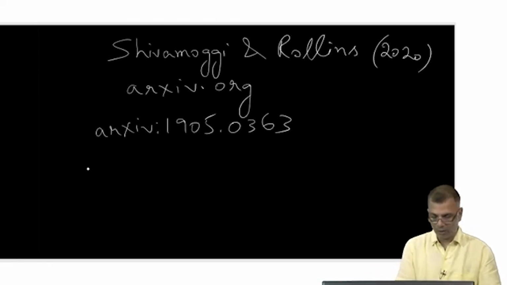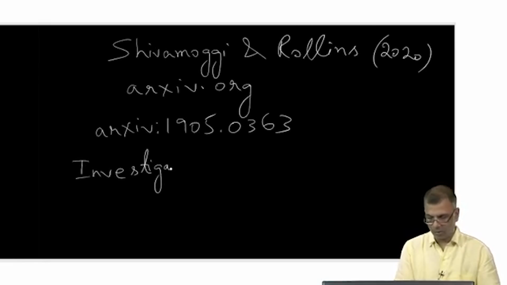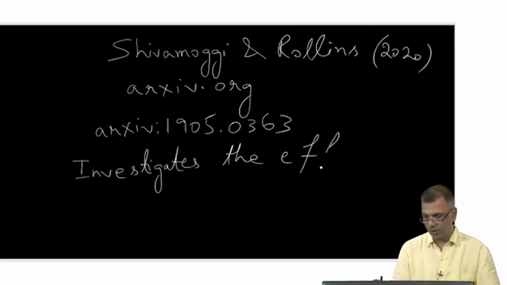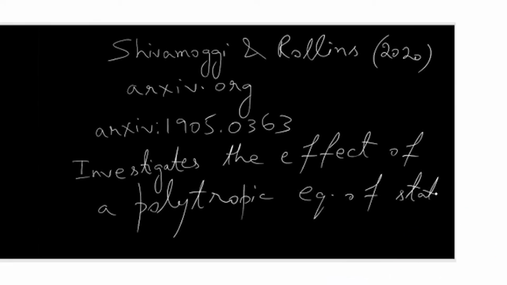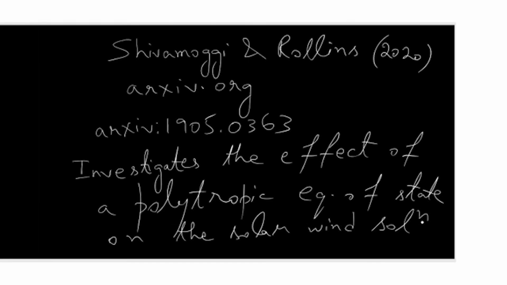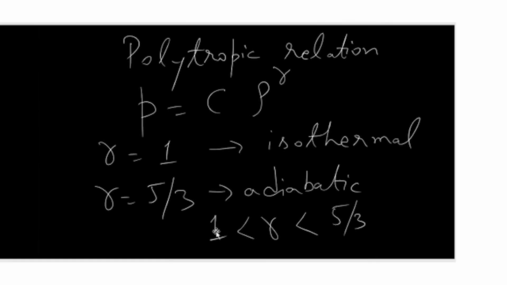We will see what this paper does: it investigates the effect of a polytropic equation of state on the solar wind solution. Does the solar wind solution become faster? So, on Parker's solar wind solution. That's what this paper does. In other words, it tries to see if this gamma was not exactly equal to 1, if it was between 1 and 5/3, what happens?